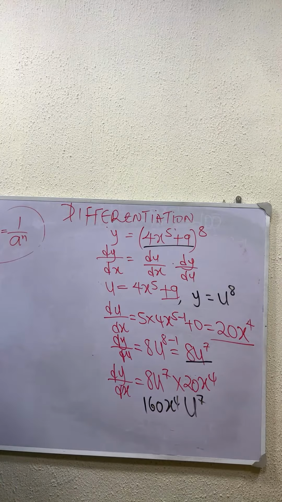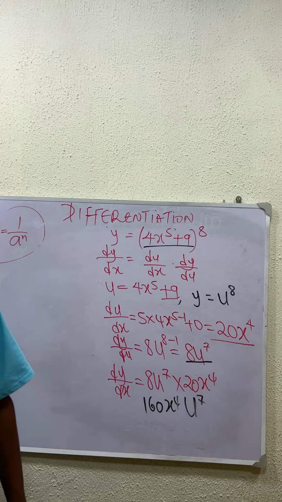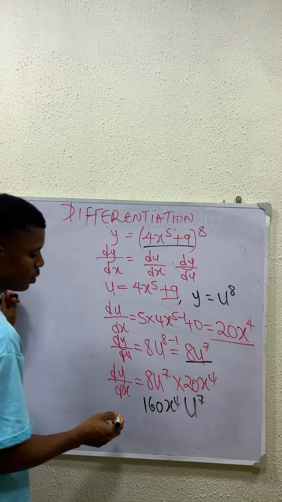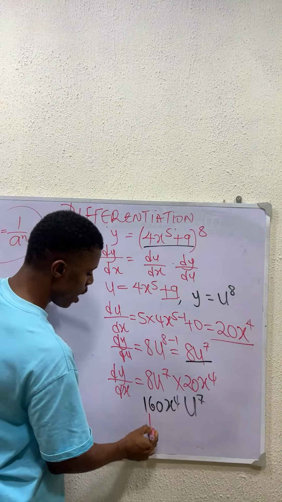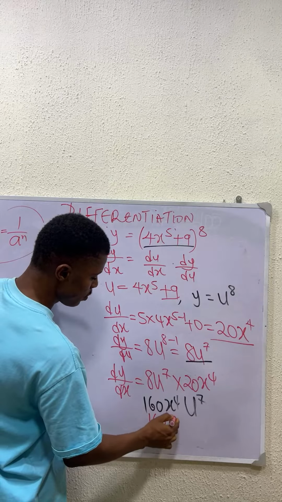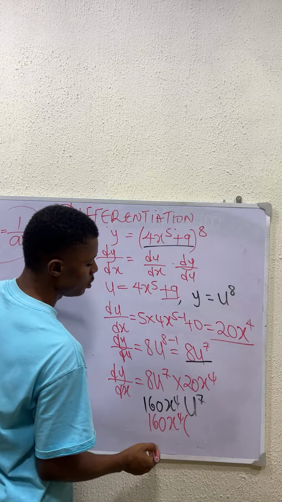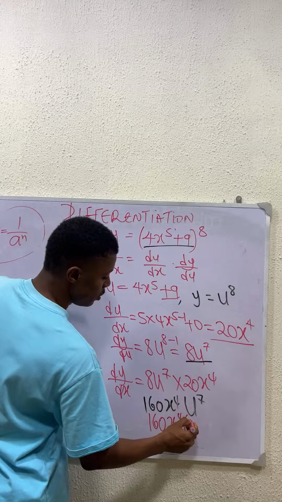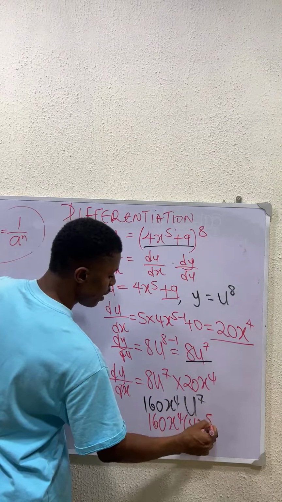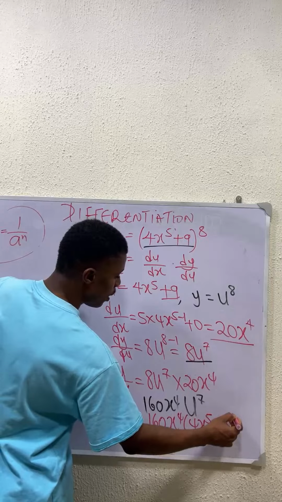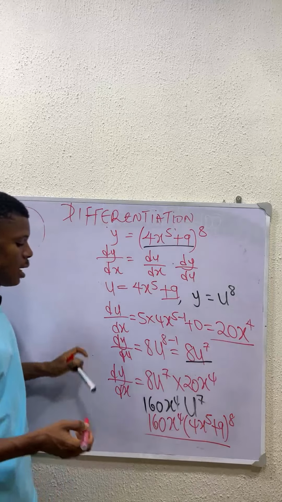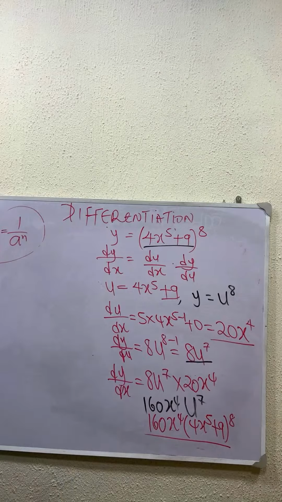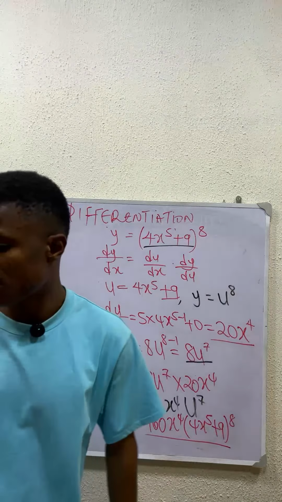So the next thing we do is simple. We have to plug back in the value of our u. If you know the value of our u, let us know. Okay, so we have 160x power 4 times, u is now 4x power 5 plus 9, power 7. And that's the actual answer. Okay? That's the complete derivative of the given function.